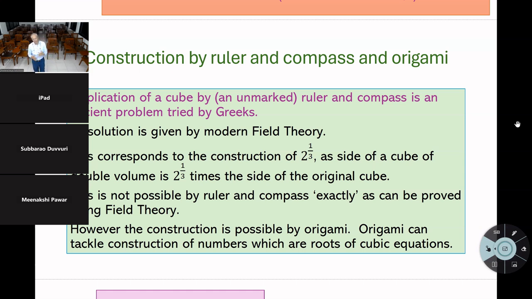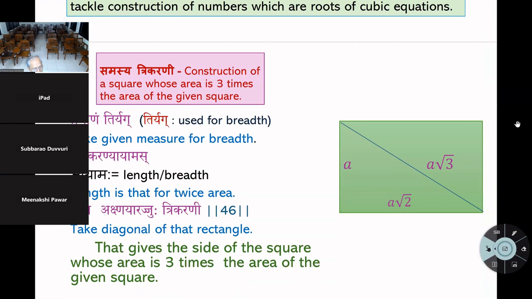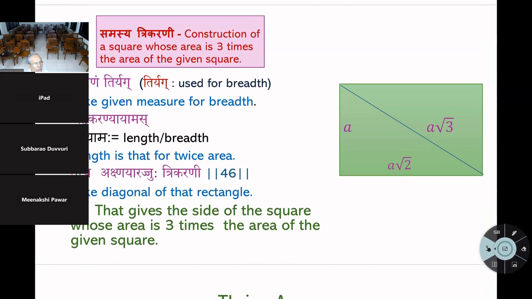So you can see some constructions in origami. You will learn that you can construct 2 raised to 1 third also using origami. So origami can tackle construction of numbers which are roots of cubic equations. So this is just a side remark. Now let us go to Samasya Trikarani.